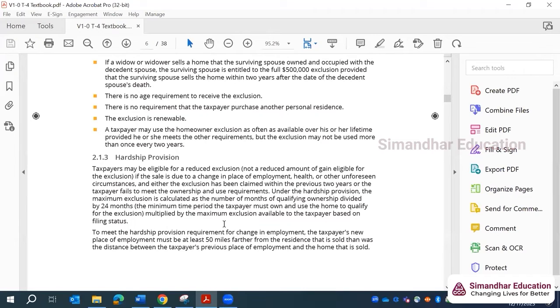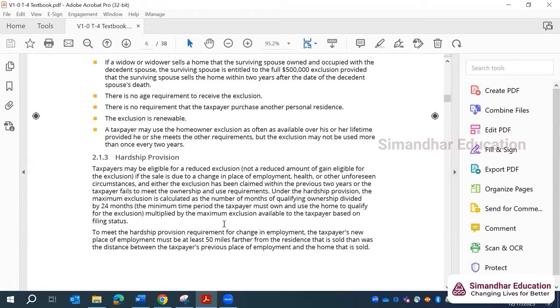For single head of household, the exclusion amount is $250,000. So my denominator here is 2 years, right? Because that's the minimum period I need to own the property. So they are saying that now you prorate the exclusion based on your ownership. So how many months did I own the house? Only 6 months, right? So now that becomes my numerator. So 6 months is my numerator, 24 months is my denominator.